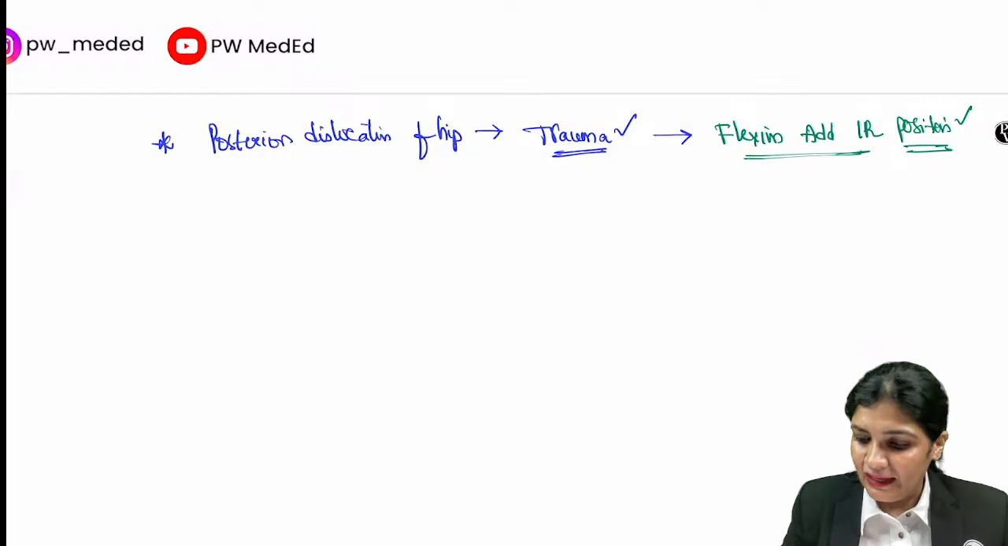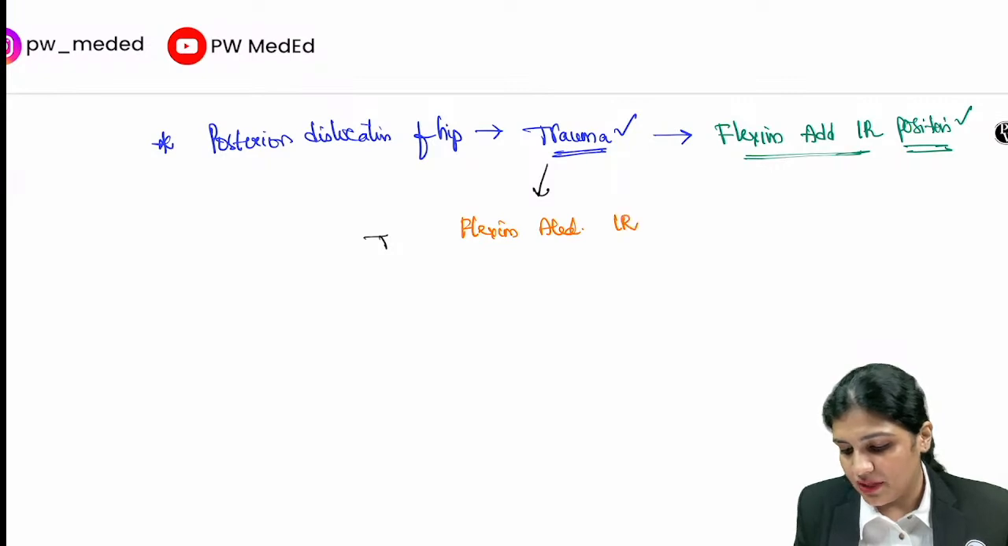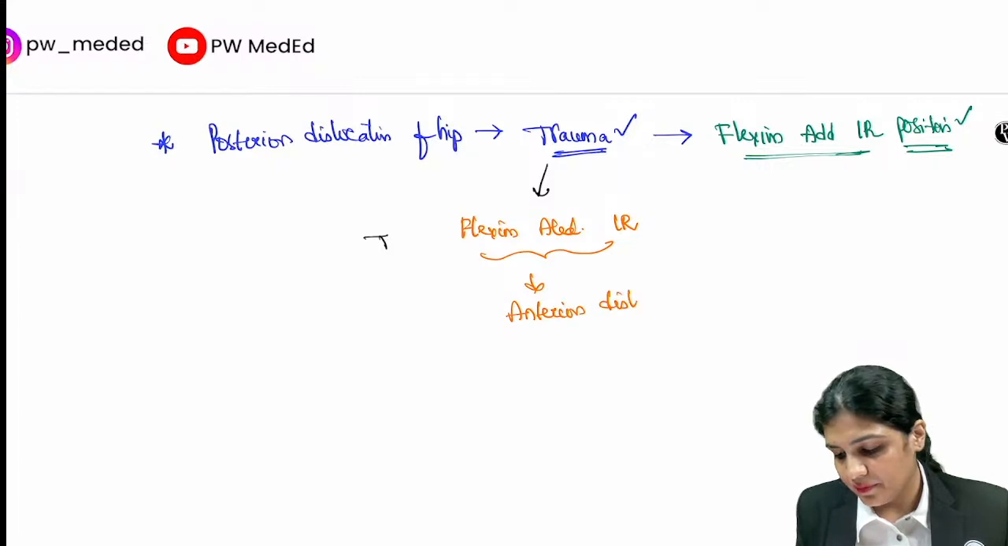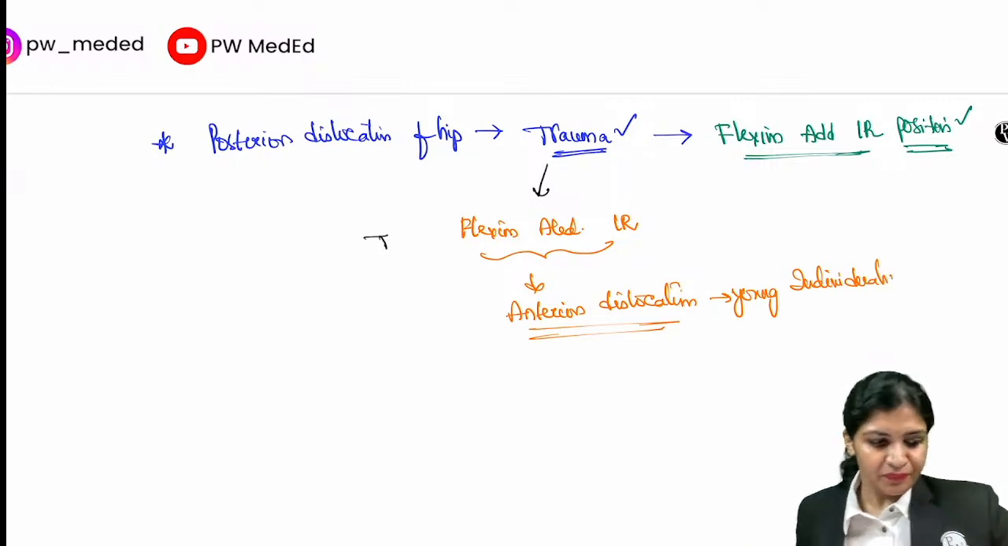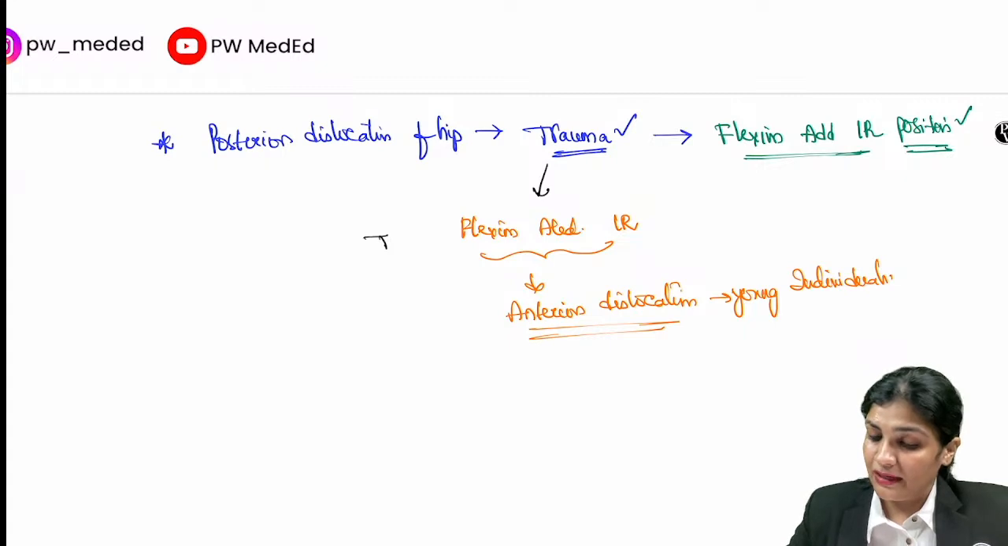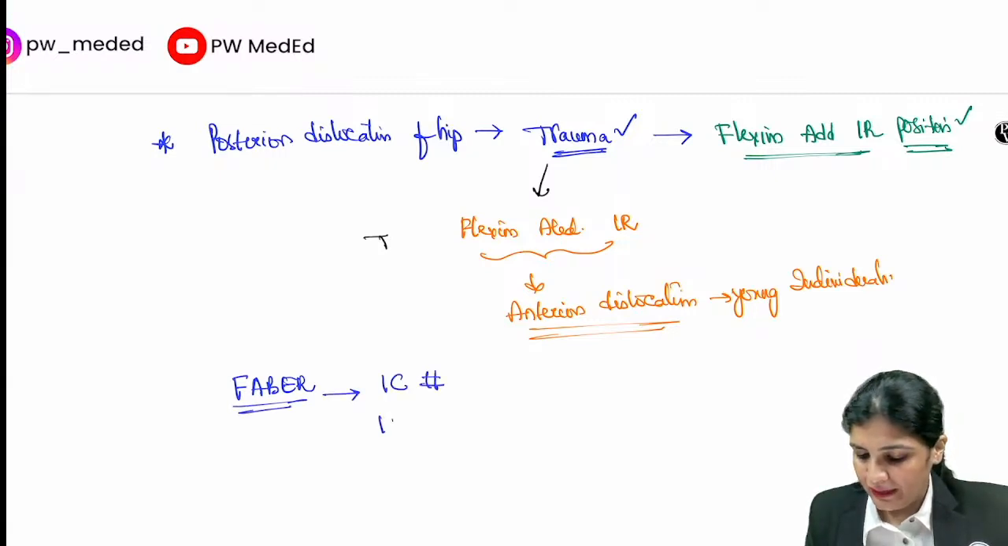That is clear. And then if the patient is again presenting with trauma, and this time it is flexion, abduction and internal rotation, this could be an anterior dislocation, and usually this is seen in young individuals, right? And these dislocations will depend on the patient's position. Okay, and one more thing you have to remember is flexion, abduction and external rotation. This is also seen in case of your IC fracture and IT fracture.